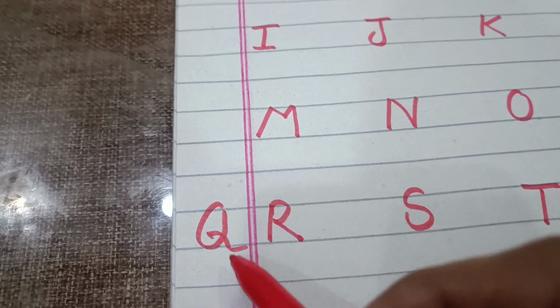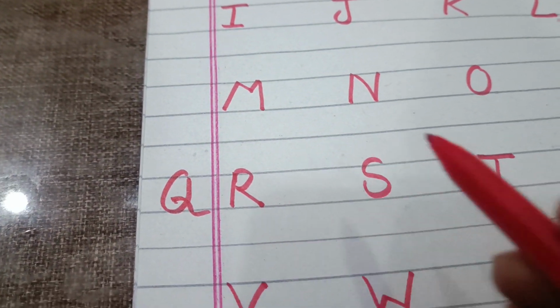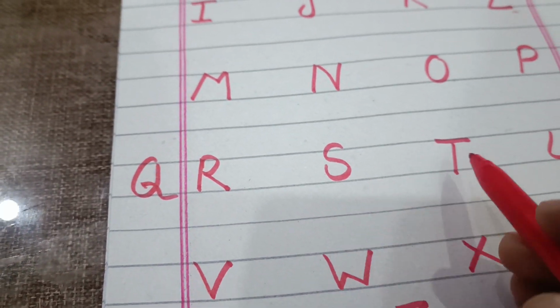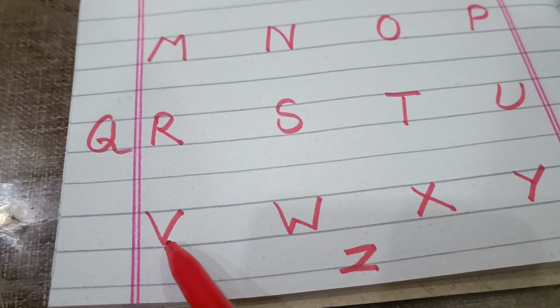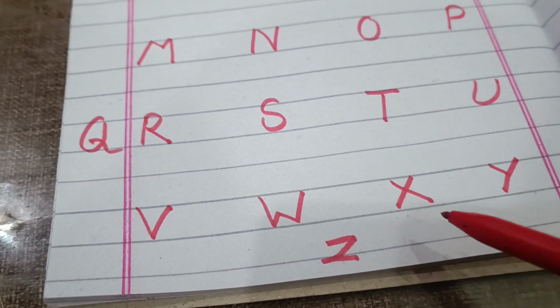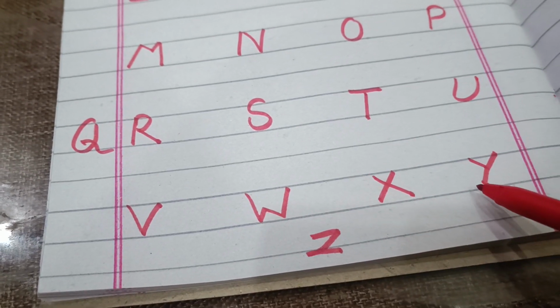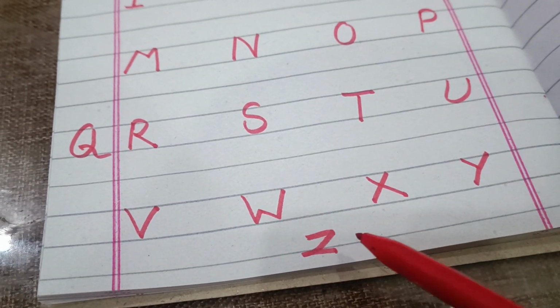Q for quill, R for rose, S for star, T for television, U for umbrella, V for van, W for watch, X for x-ray, Y for yard, Z for zoo.